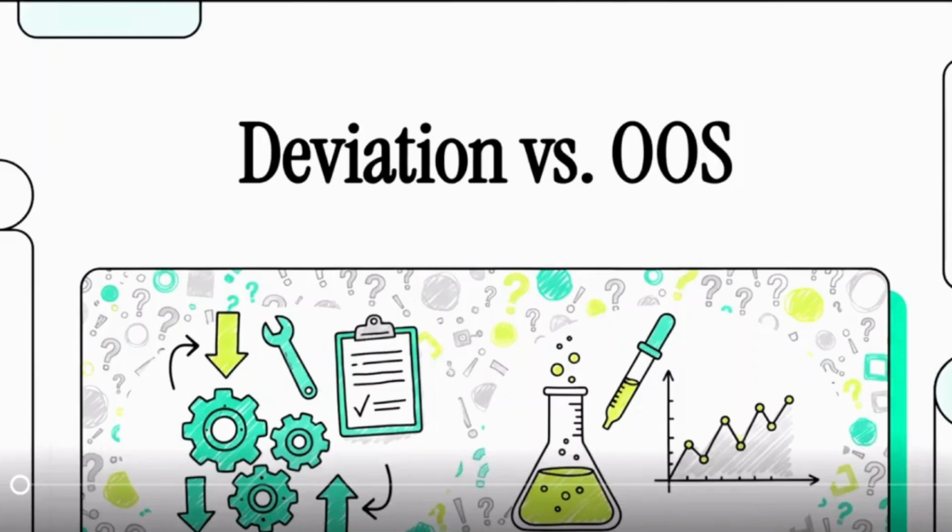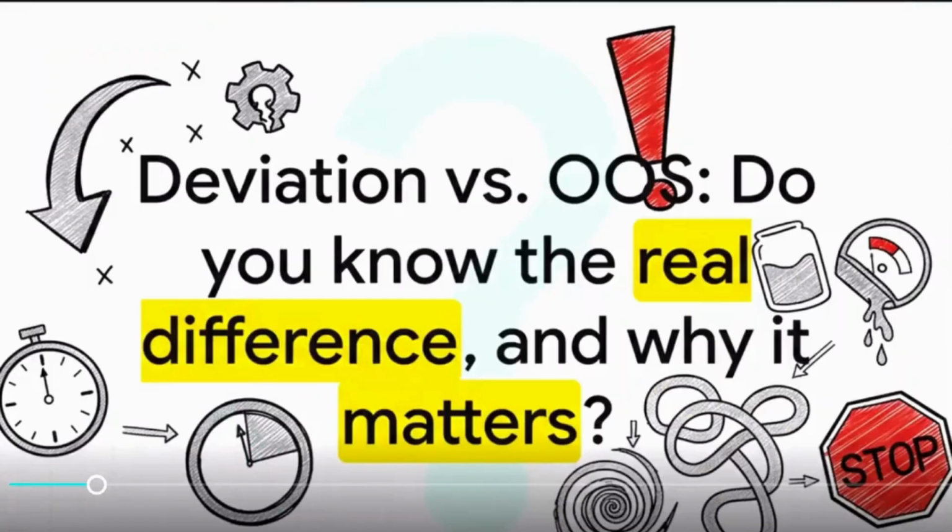Today, we're going to tackle a distinction that's honestly absolutely critical in any regulated industry, but it causes so much confusion. We're talking about the difference between a deviation and an out-of-specification result, or OOS. And look, getting this right isn't just about using the right jargon, it's about launching the right investigation and making sure quality and compliance are locked in. So let's just get right to it.